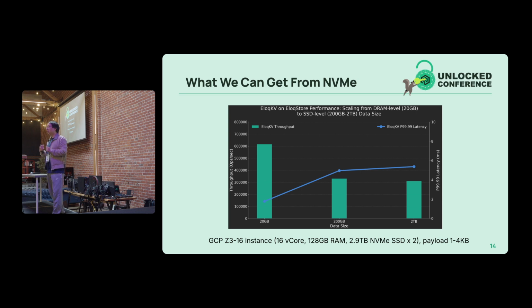Here you can see the peak throughput, the QPS, is probably like 600,000. But for the NVMe, if everything hits disk, the QPS is half. So that gives an idea of what you can get out of today's NVMe devices and software systems. For the tail latency, of course, it's going to be longer, but I think it's still manageable.